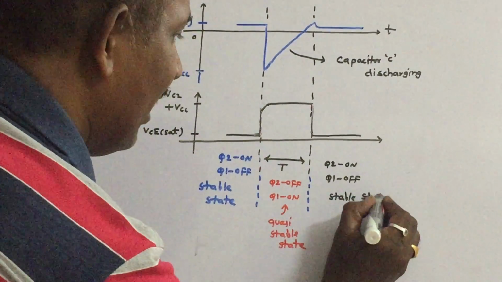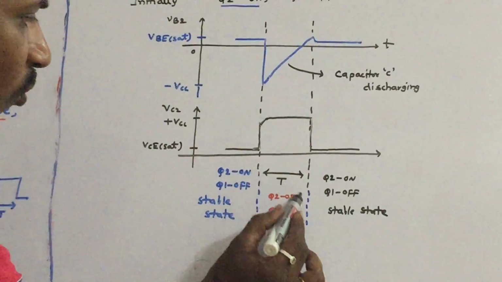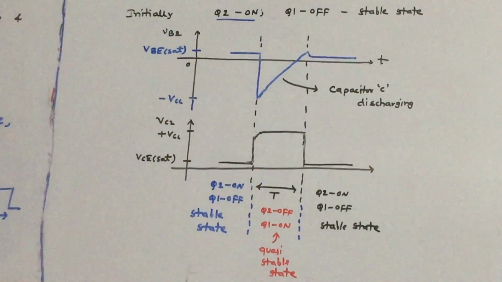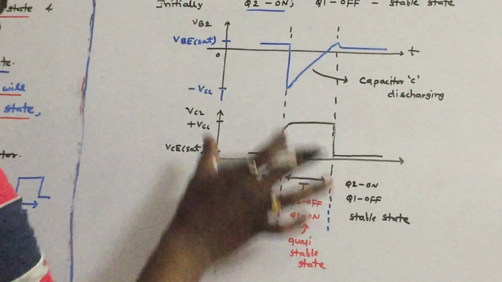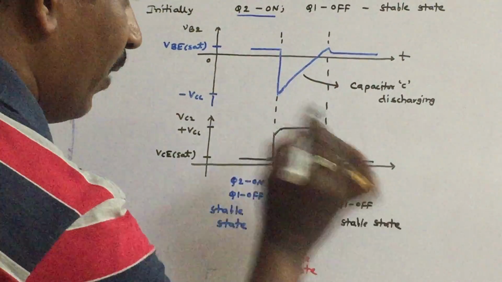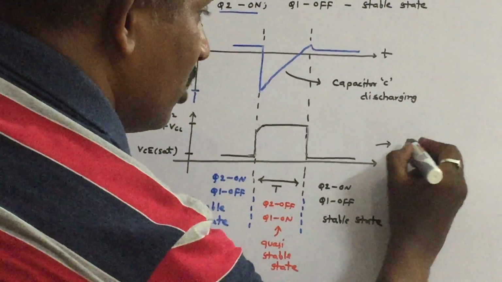You can clearly see that the circuit consists of one stable state, permanent state, and one quasi stable state, that is temporary state, and again the circuit switches back to the stable state. So this is about these two waveforms at the base and collector of Q2. Since it is generating the pulse, what is the main application of monostable multivibrator?